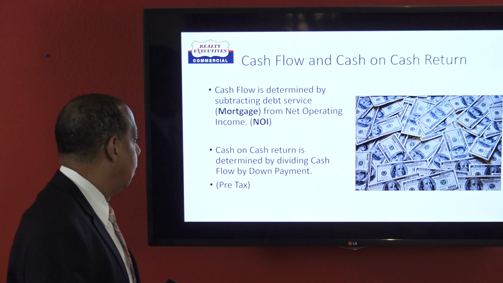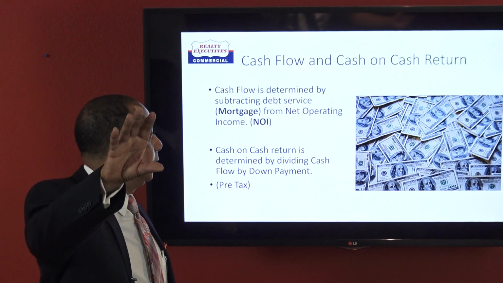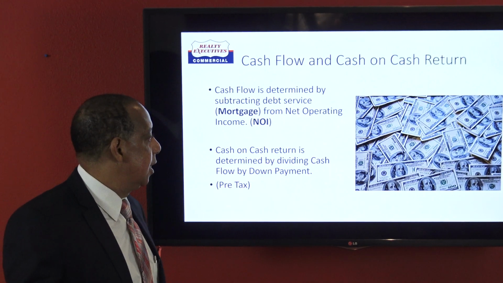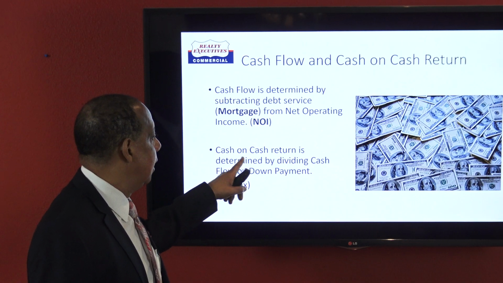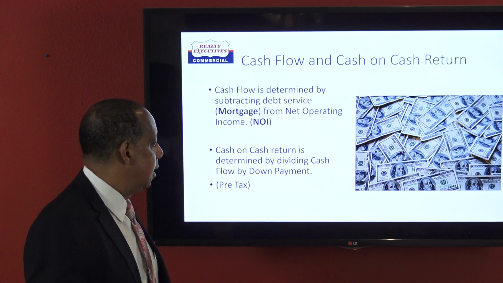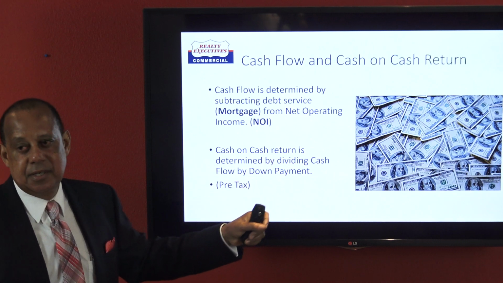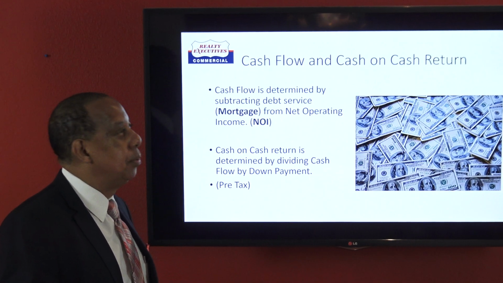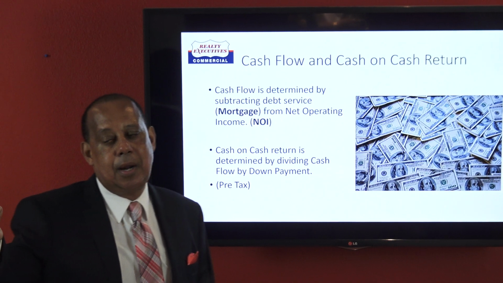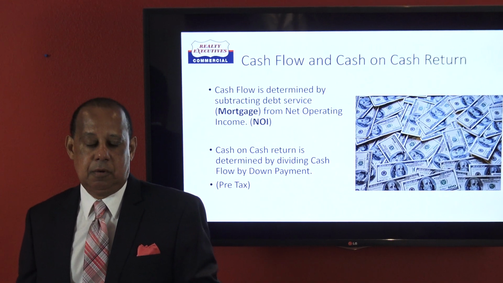Okay? So let's take this number right here. So let's say that we had $50,000 NOI, $40,000 mortgage. I got a $10,000 positive cash flow. The way that I determine cash on cash return is how? By dividing the cash flow by the down payment. Okay. So let's say I'm going to put down $100,000 on this property, and I have a $10,000 cash flow.